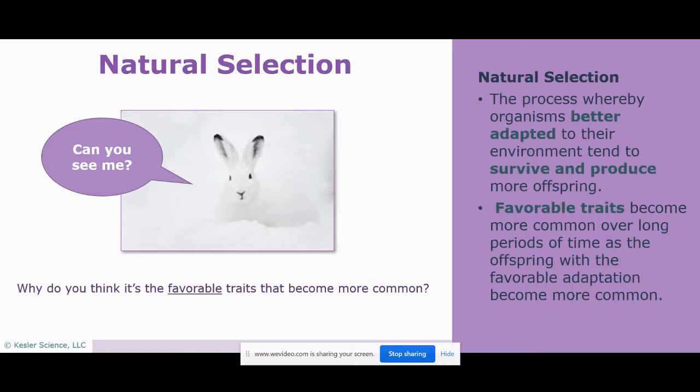Natural selection is the process whereby organisms better adapted to their environment tend to survive and produce more offspring. Favorable traits become more common over long periods of time as the offspring with favorable adaptations become more common. For instance, this rabbit is blending into his surroundings. If I were to put him next to a brown rabbit, the brown rabbit is more likely to be seen by a predator and thereby not survive to pass on his traits to future generations.